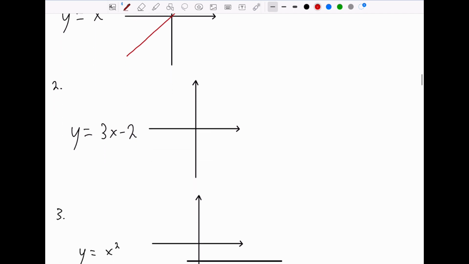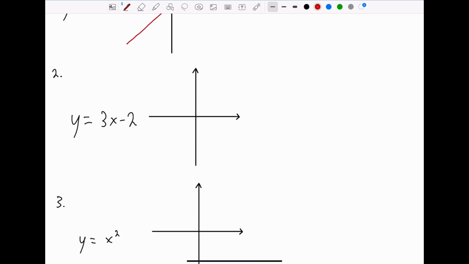Y equals 3x minus 2. We have a y-intercept of -2 and a slope of 3. That means that when we have a rise of 3, we'll have a run over of 1. So this will pass through this point as well, 1, 1. That would go up 3 over 1. The line looks something like this. We have a y-intercept of -2 and a slope of 3. That's the graph y equals 3x minus 2. We should be able to graph any linear function that we're given.